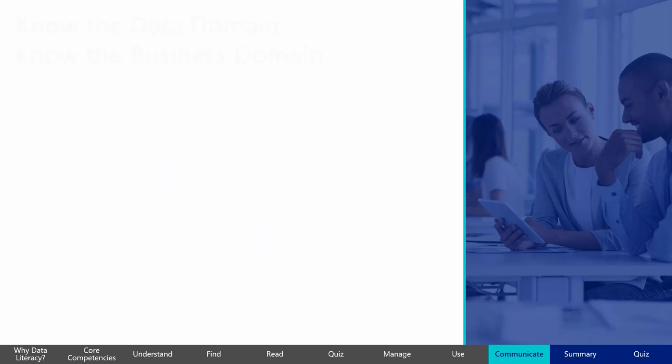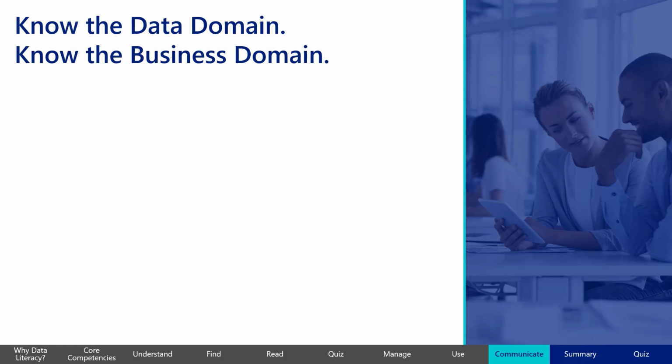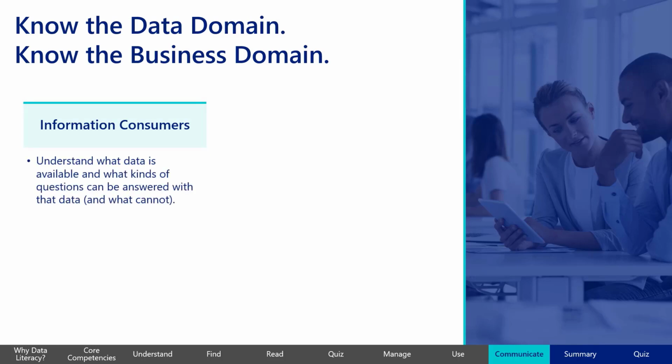The third step to improving communication about data is to know the domain. If you are an information consumer, educate yourself on the data domain. You should know what data you own or is available, and what kinds of questions can be answered with that data, as well as what questions can't. You should also have an awareness of the technical challenges that might impact the level of effort and time required to have your questions answered. Consider having conversations around priorities and levels of effort necessary to generate business value.